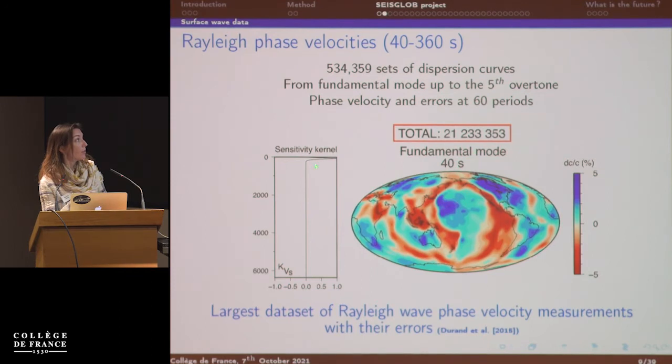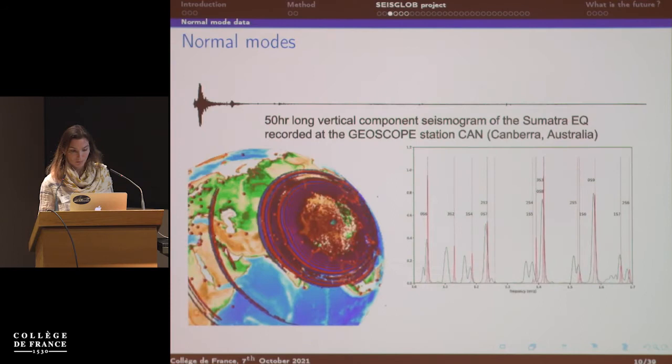For instance, for this mode, you have the sensitivity kernel. You see it's sensitive to the uppermost part of the upper mantle. That's why you see the correlation with the surface tectonics, the ocean ridges, and the cratons. We've done that for 60 periods, considering the fundamental mode and up to the fifth overtone.